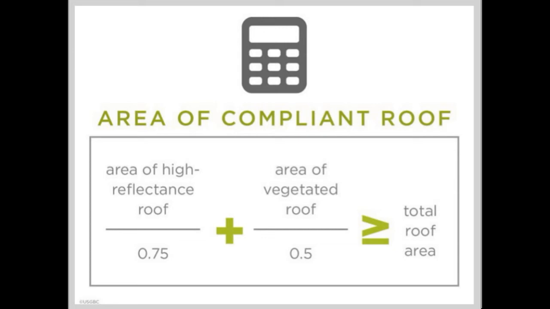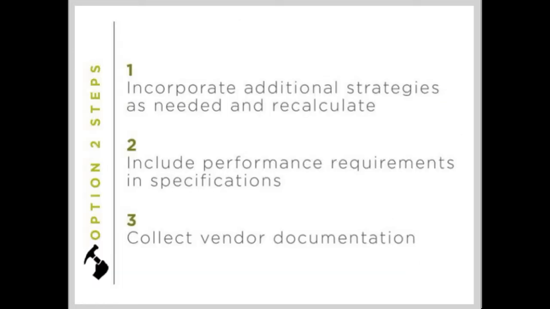Alternatively, an SRI and SR weighted average approach may be used to calculate compliance. Here are the steps to implement Option 2. They are very similar to Option 1. Remember, there are performance requirements for Option 2 as well. That is to implement a maintenance program that ensures all high reflectance roof surfaces are cleaned at least every 3 years to maintain good reflectance, and all vegetated roofs are maintained for plant health and good structural condition.